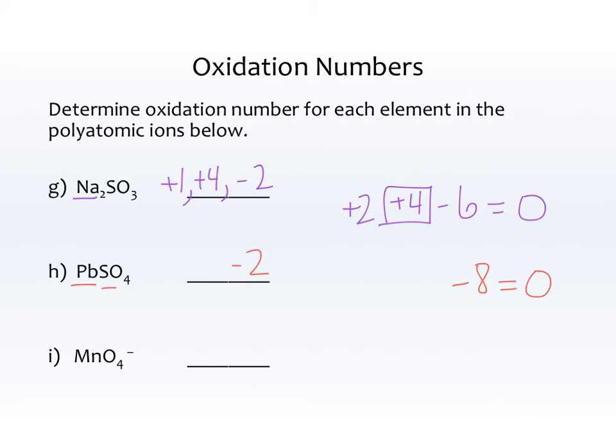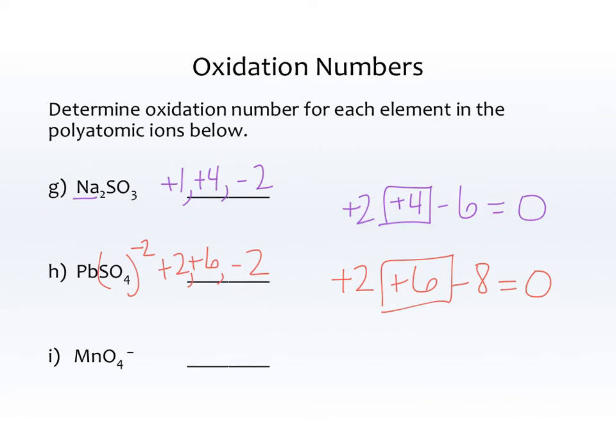So here's what I'm going to do. I remember that sulfate overall has a negative 2 charge. And there is 1 sulfate in this compound, and there is 1 lead in this compound. If sulfate has a negative 2 charge, then lead must have a positive 2 charge. And if lead has a positive 2 charge, then the individual sulfur has got to be a positive 6.